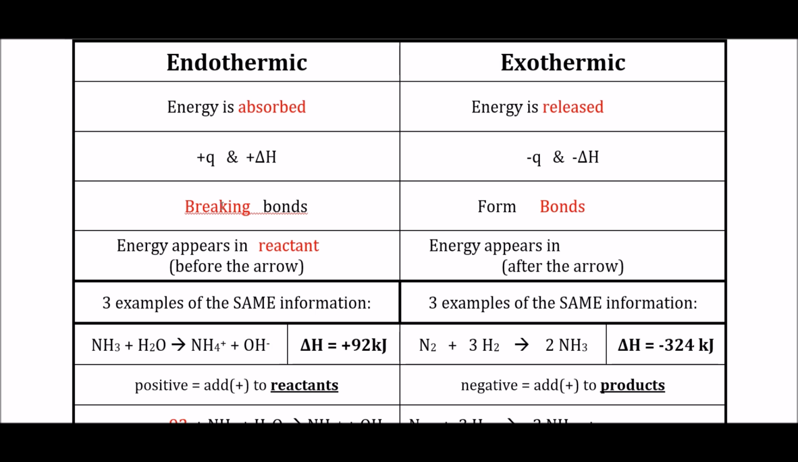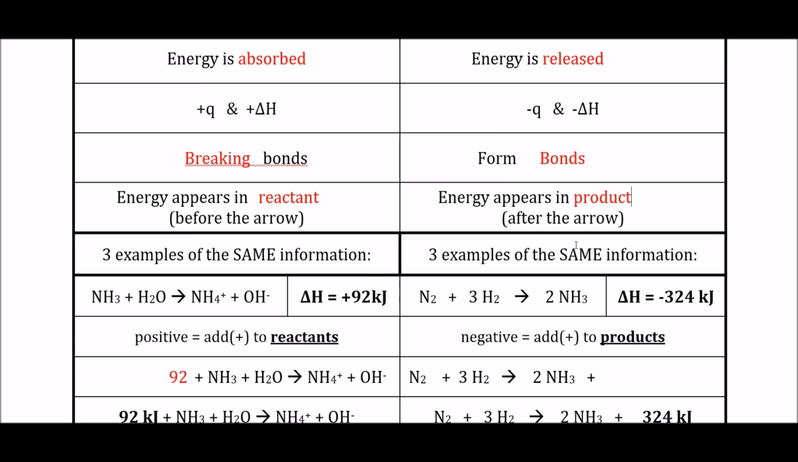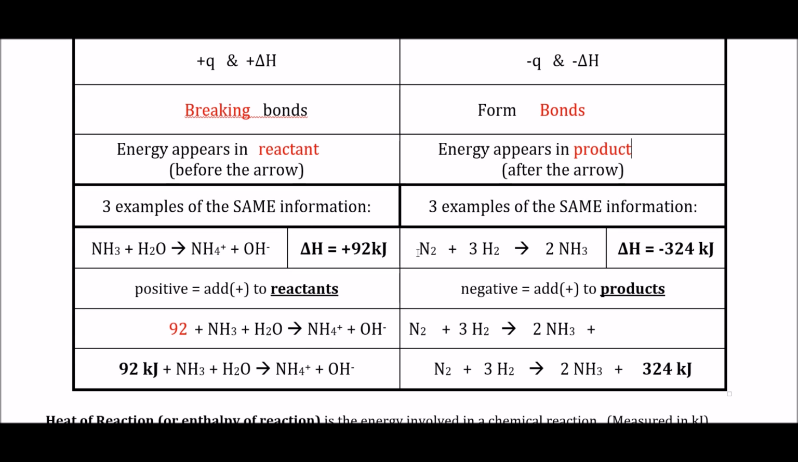So again, breaking bonds is an endothermic process, and when new bonds are formed, that's when energy is released. And energy appears in the product side. They appear in the product side of the chemical reaction. So let's do the same example. Here we have an example of an exothermic reaction.